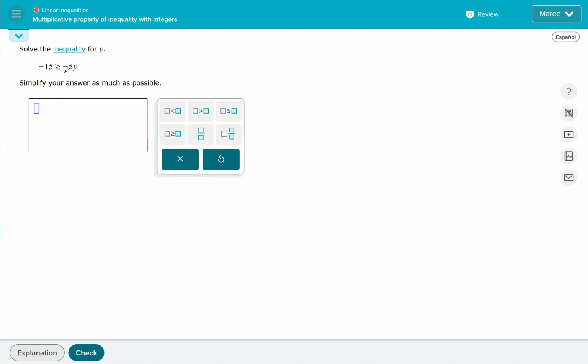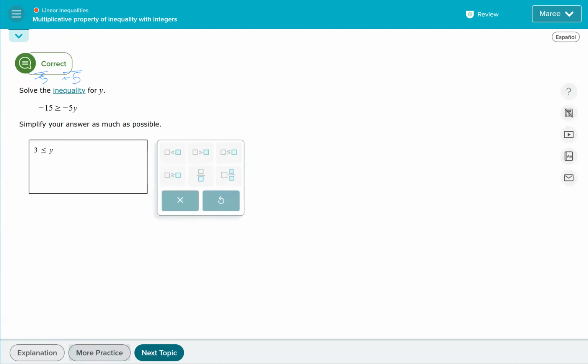In this case, there's a -5 that's being multiplied by the y. Since we have to divide by a negative number, we're going to flip our sign over so that it will be a less than or equal to sign. And -15 divided by -5 is +3. -5 divided by -5 is y. And we can just solve it like that. We don't have to put the y on the other side and flip the sign back. It can just stay as 3 is less than or equal to y.